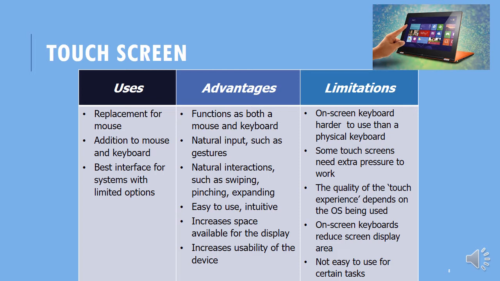The use is that once you've got a touch screen, you don't need a mouse anymore, but you can have a touch screen and still use a mouse. It's the best interface for systems with limited options. And the advantages are that it functions both as a mouse and a keyboard. You can click on the device, and a keyboard can pop up, which you can use as a keyboard.